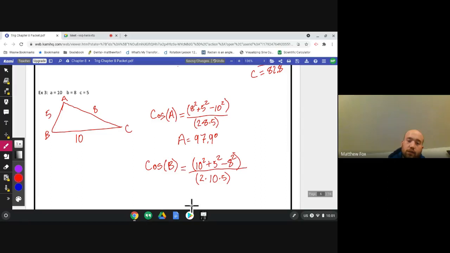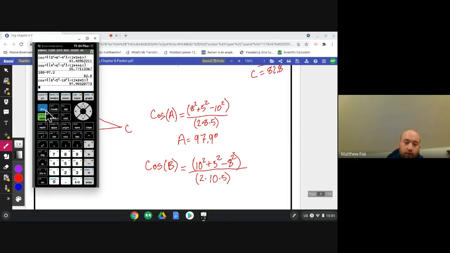All right, so we go ahead and we'll do second cosine again. Put the parentheses, start us off with 10 squared plus 5 squared minus 8 squared divided by, in parentheses again, 2 times 10 times 5. And we'll close it all the way and hit enter. As you can see, we get 52.4 for B.